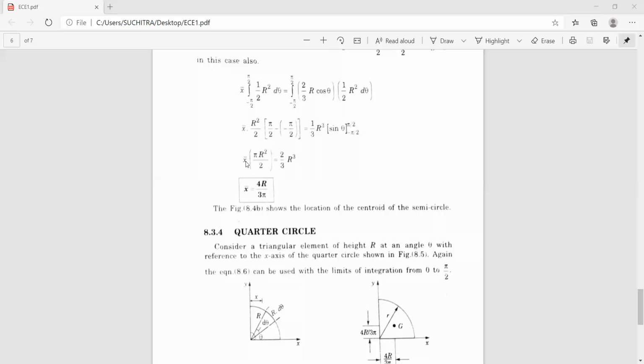On the left hand side, it is x bar into pi r square by 2. So finally, we get the value of x bar as 4r by 3 pi. If you cross multiply, the 4 and this pi come down, and here r square, here r cube, so it gets cancelled. Finally the value of x bar works out to be 4r by 3 pi.